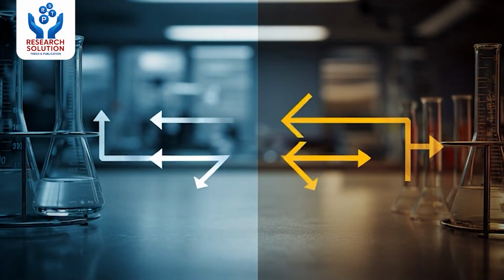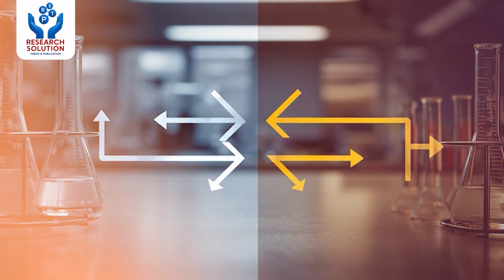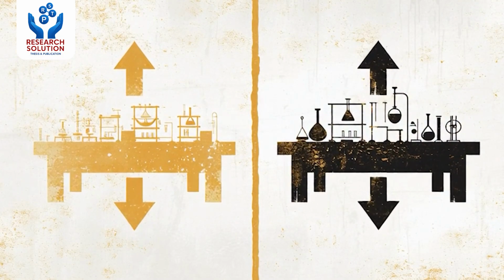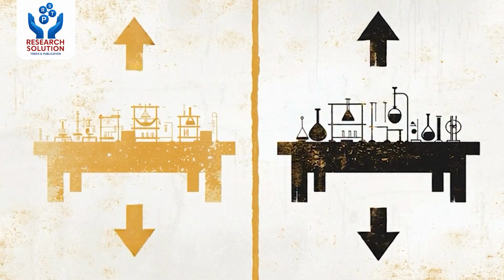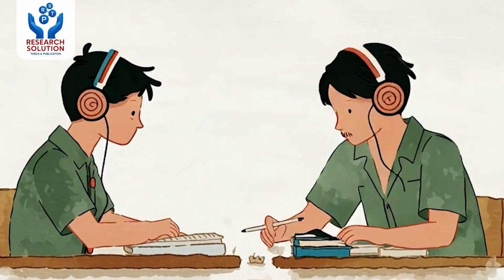Experimental research is used to test cause and effect. It involves changing one factor and observing its impact on another factor. For example, suppose we want to know whether music helps students study better. We divide students into two groups. One group studies with music, and the other group studies in silence.